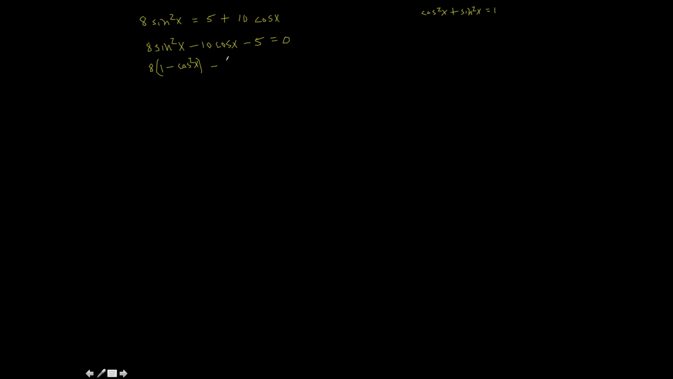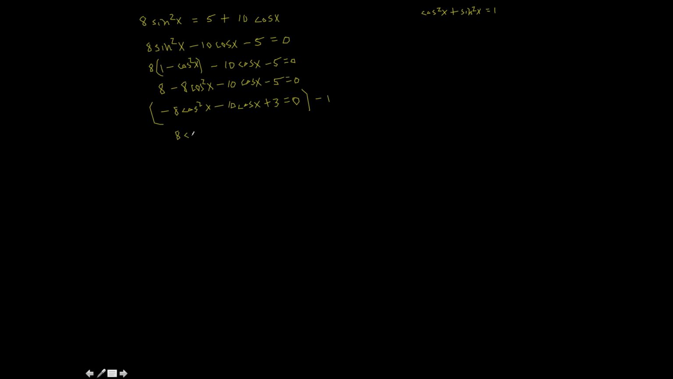Okay, so this just gets everything in terms of cosine. Makes it a little easier for us to solve. So we have 8 minus 8 cosine squared x minus 10 cosine x minus 5, which should give us a very nice negative 8 cosine squared x minus 10 cosine x plus 3. Now, this makes for a hard problem if you leave it like this. But what I'm going to do is multiply everything here by negative 1.